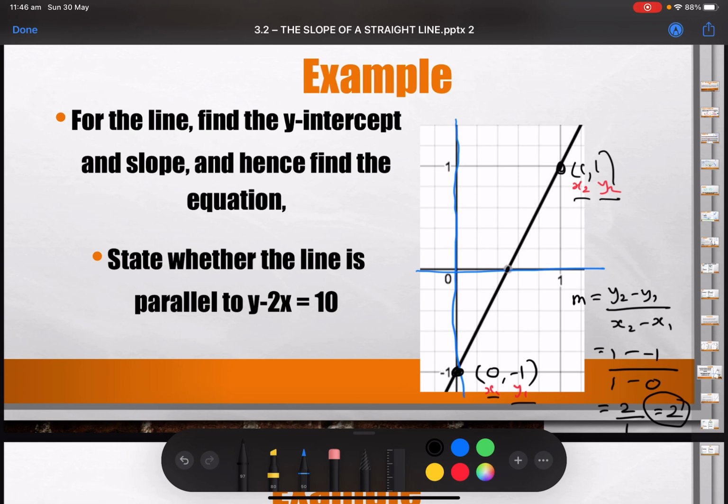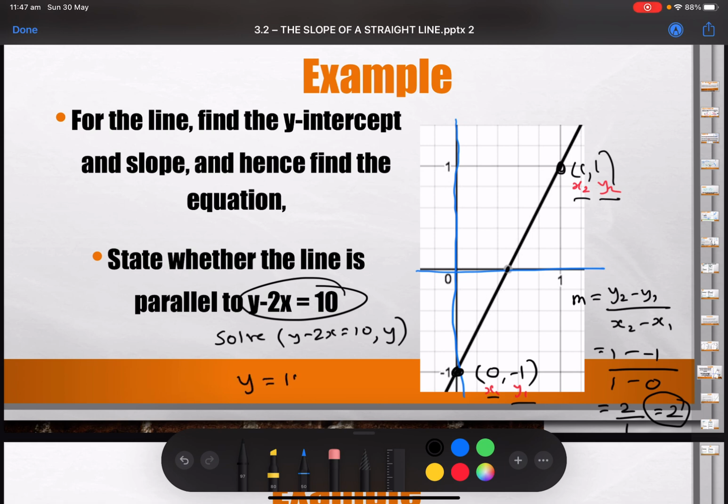We need to state whether that line is parallel to this equation here. If you don't feel comfortable rearranging this, remember you can always use your solve function. Solve y take away 2x equals 10, comma, we want to solve it for y, so it has it in the form y equals. Or we can rearrange it.